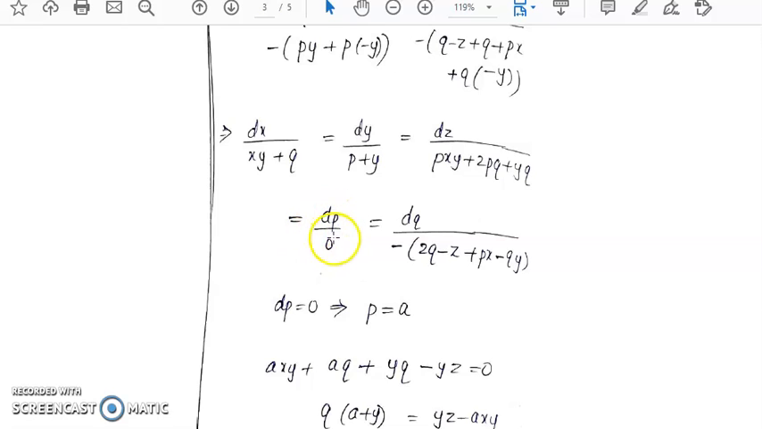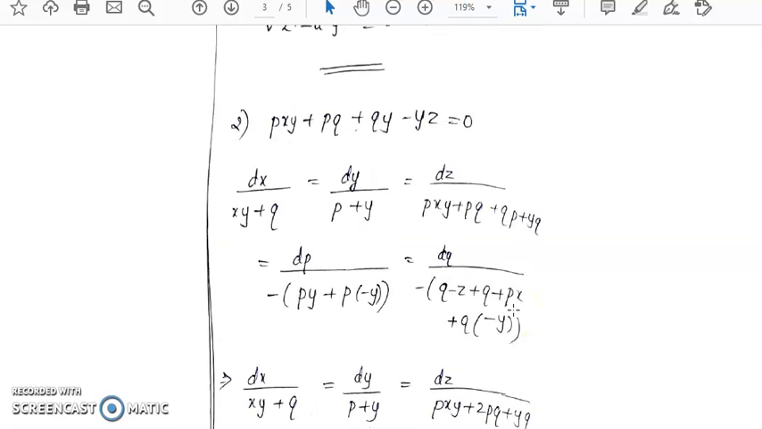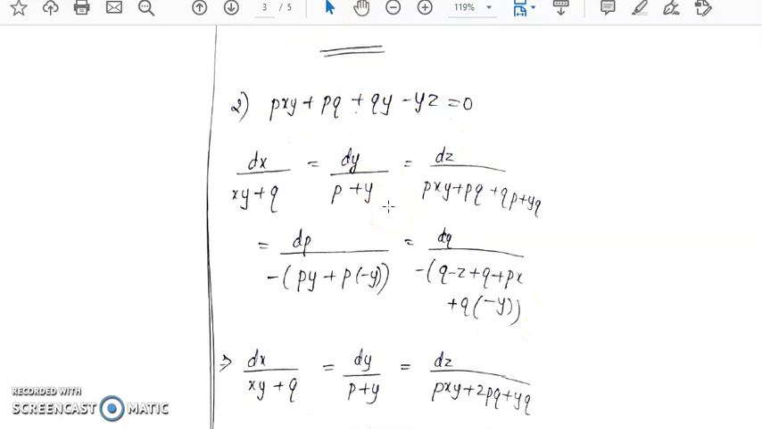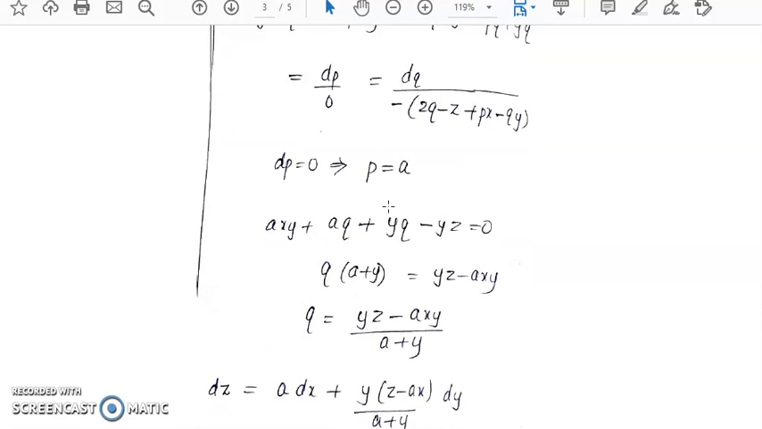So here you have dp equal to 0. Taking dp equal to 0, on integrating you will get p equal to a. Now on substituting p equal to a in this equation, we can obtain q. So substituting p equal to a, you will get axy plus aq plus yq minus yz equal to 0. So that is q into a plus y equal to yz minus axy. So that gives q equal to yz minus axy by a plus y.